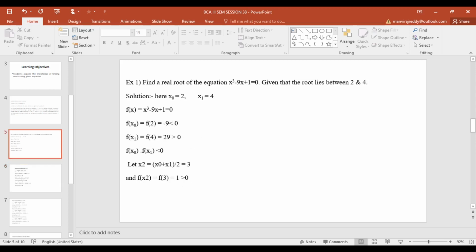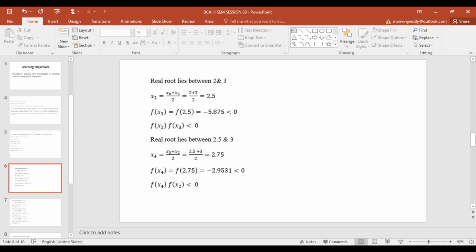So already we calculated f of 2 and f of 3. In that one we choose the greater than quantity. We know already f of 3 is greater than 0. That's why f of x2 into f of x3, if you multiply these two, we get it is less than 0. Hence we say the real root lies in between 2.5 and 3.